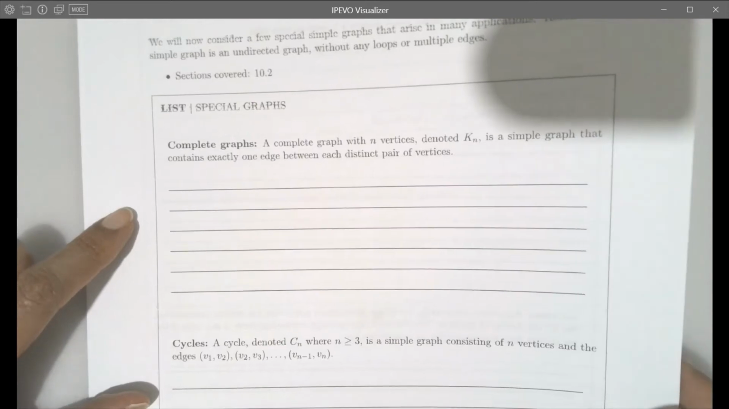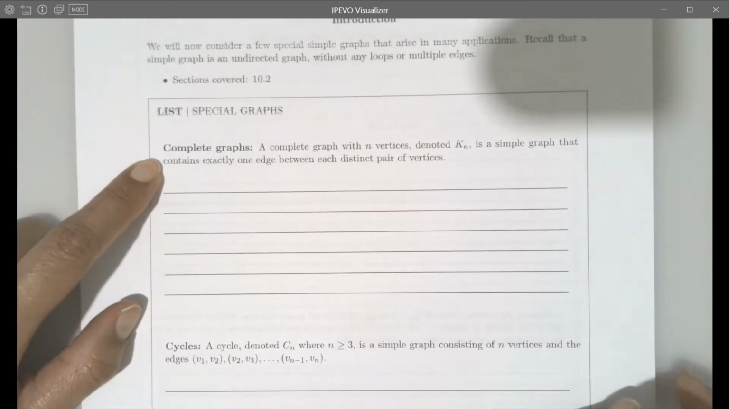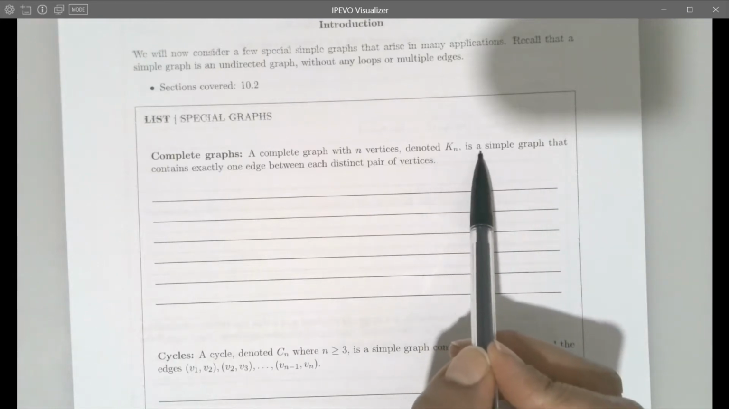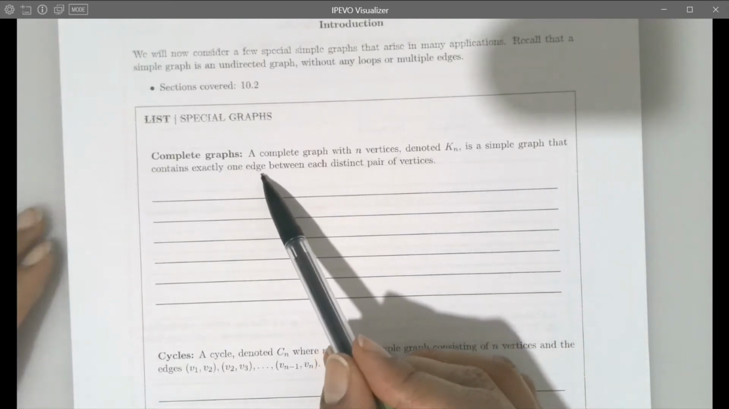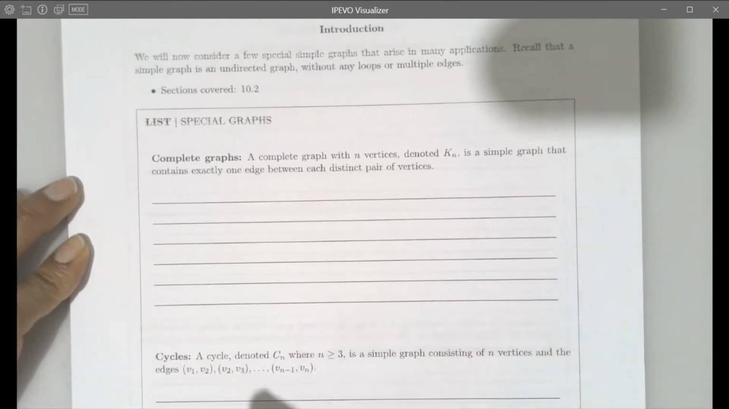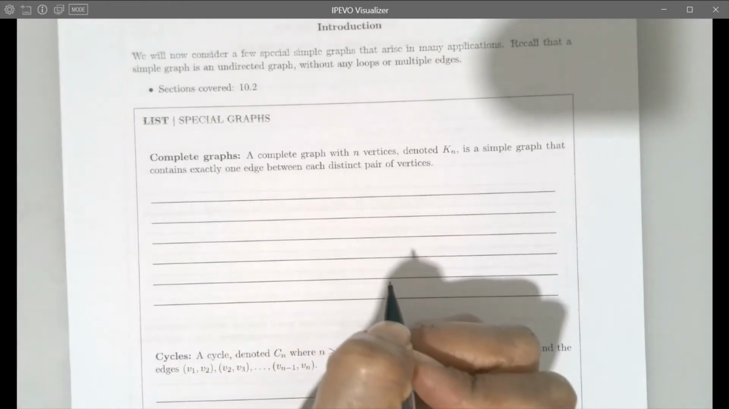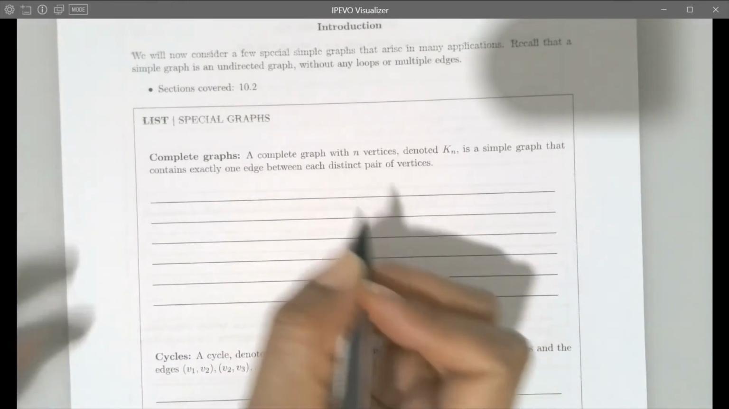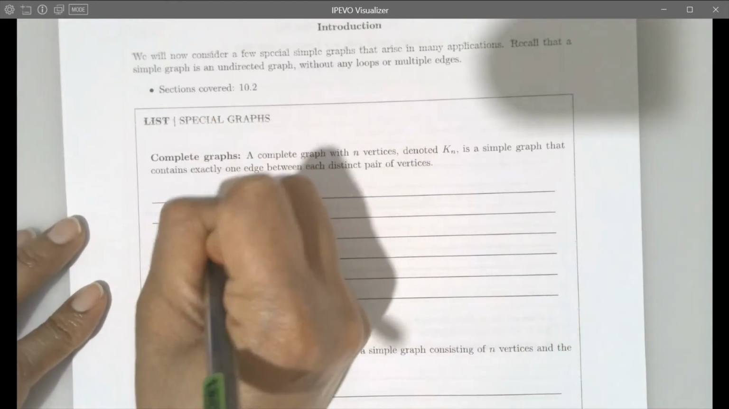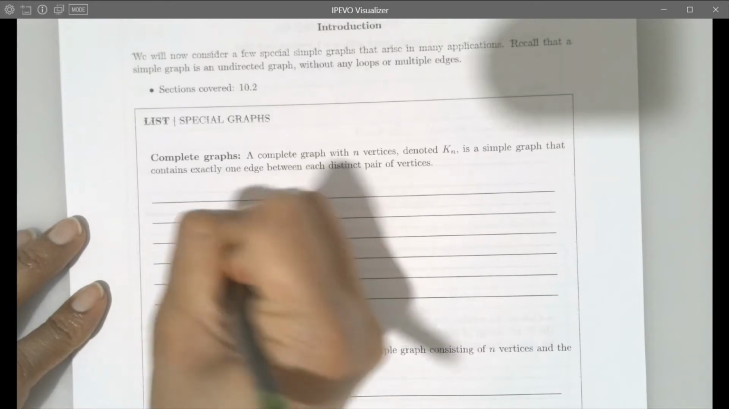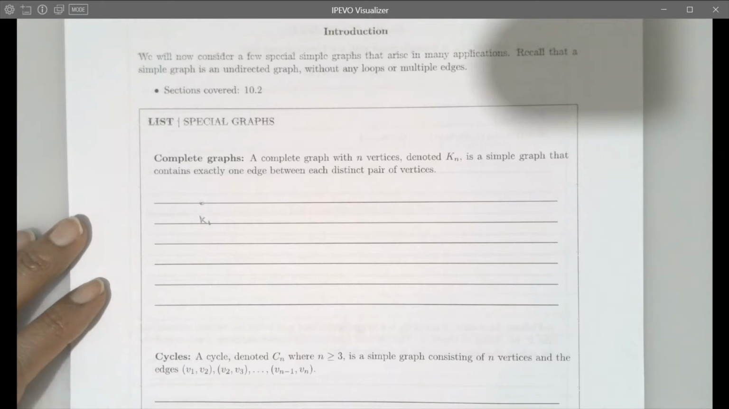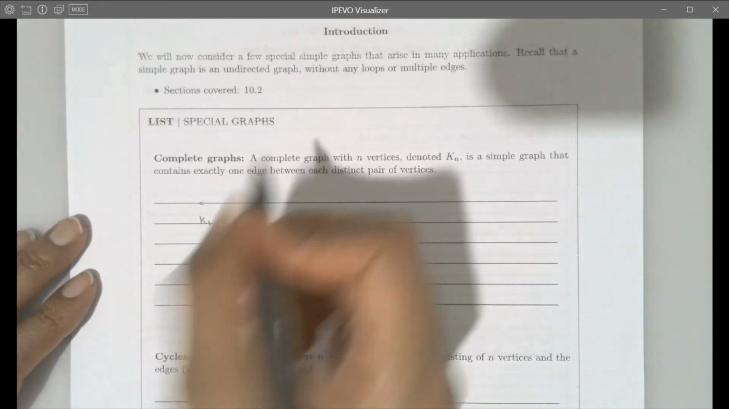a list of special graphs, starting with complete graphs. So a complete graph with n vertices, which is denoted K sub n, is a simple graph that contains exactly one edge between each distinct pair of vertices. So what we're going to do here is draw some of these K sub n complete graphs, starting with n equal to 1. If n is equal to 1, that means that we only have one node, and because it's a simple graph, there are no loops, so that means we can't have any edges.